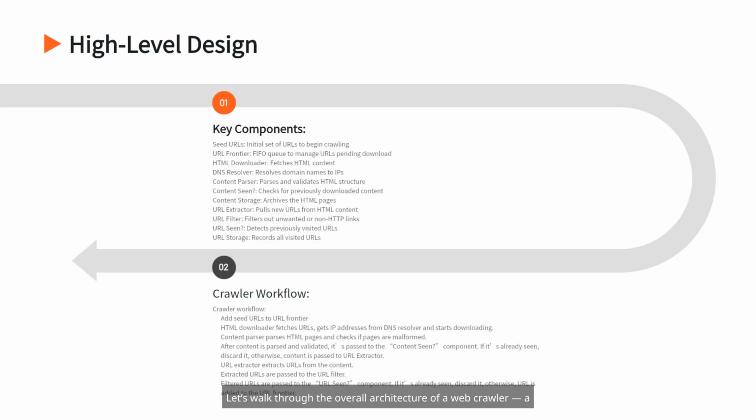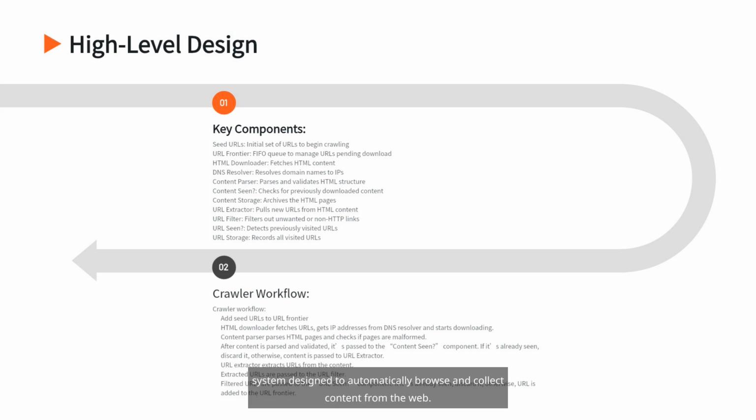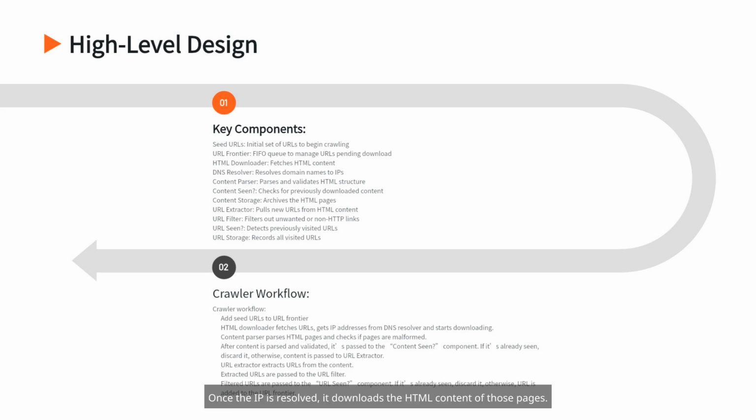Let's walk through the overall architecture of a web crawler, a system designed to automatically browse and collect content from the web. We start with a set of seed URLs, which are our initial starting points for crawling. These are added to the URL frontier, which is a FIFO queue storing all the URLs waiting to be downloaded. The HTML downloader picks URLs from the frontier and coordinates with the DNS resolver to get the IP addresses of the target websites. Once the IP is resolved, it downloads the HTML content of those pages.